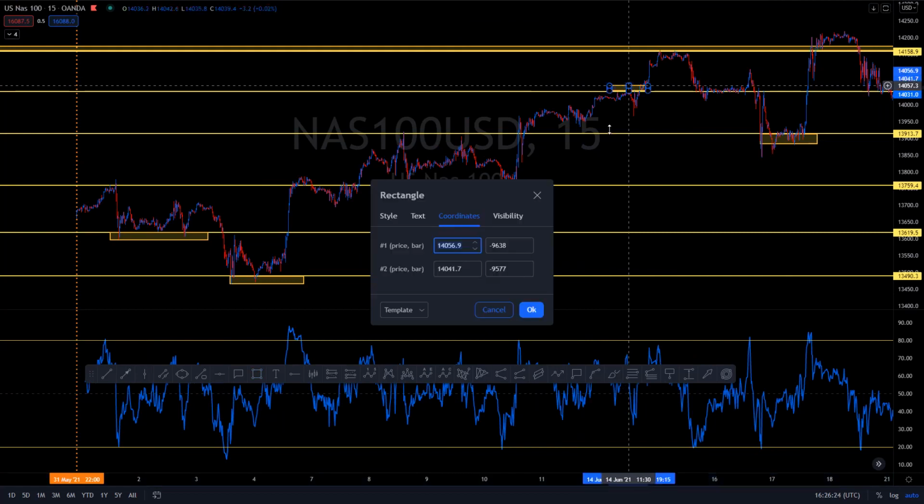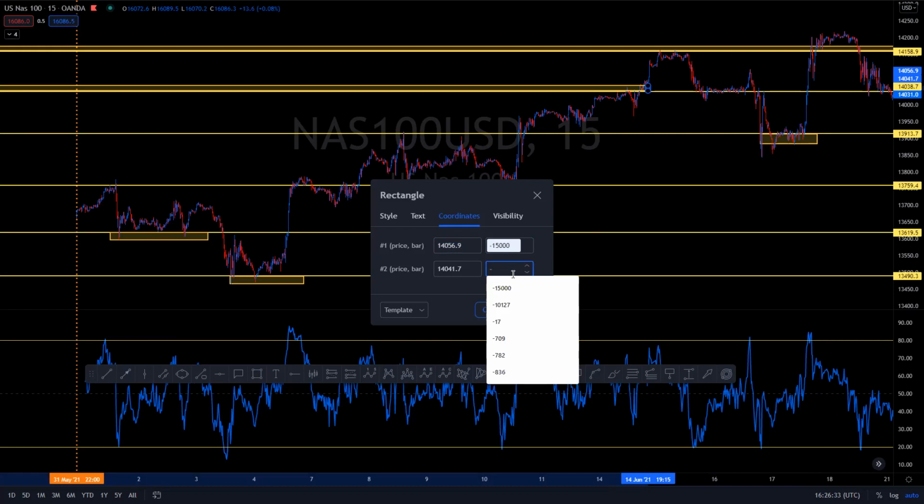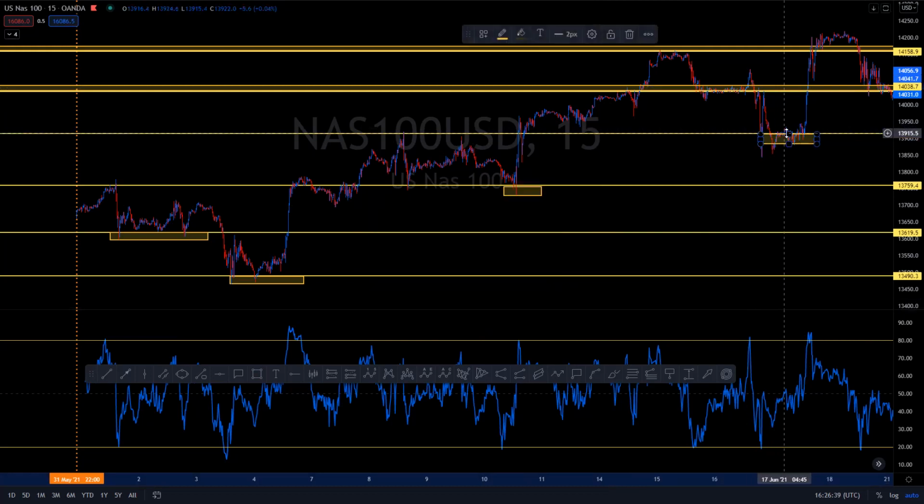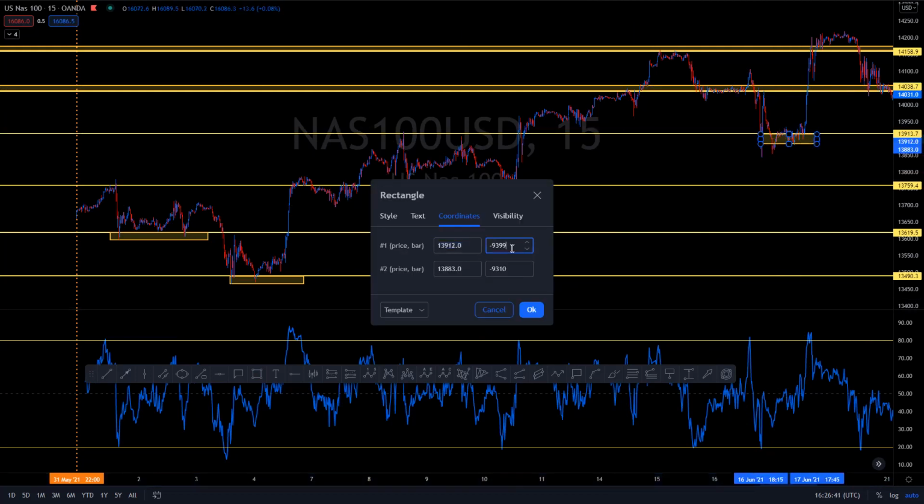Basically, you click on the zone in the middle. You're going to click on coordinates. Over here, the first price you want to put at negative 15,000. And then the bottom price, you just want to put 15,000. That way your zones stretch all the way across the screen as far as it can go, or as far as you need it to go.